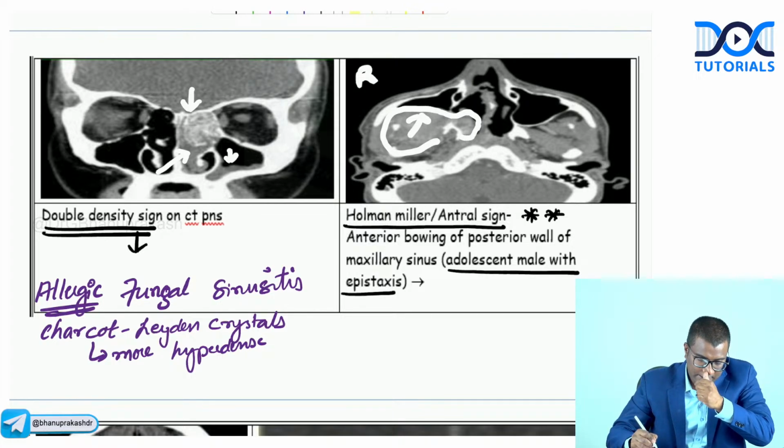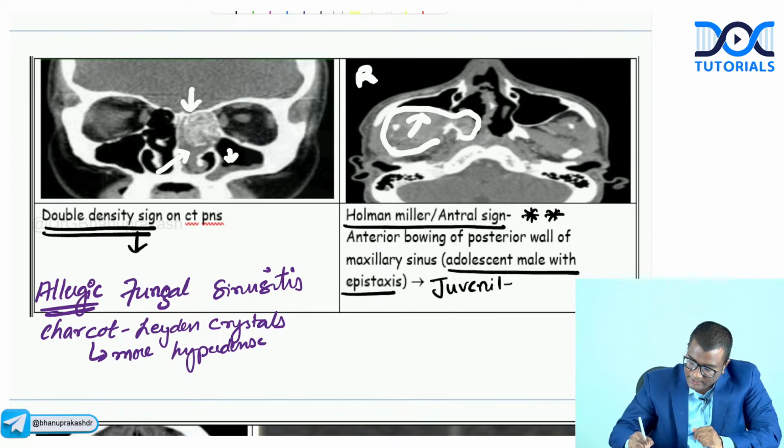Anybody, where do you see this sign? I hope all of you could know this. This is classic of juvenile nasopharyngeal angiofibroma, in the adolescent age group, right?